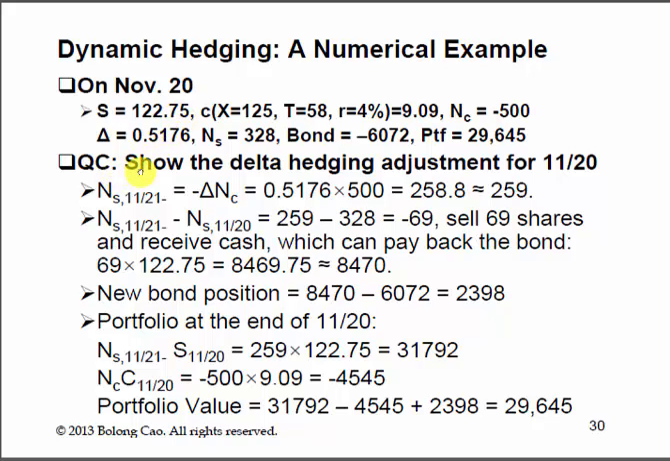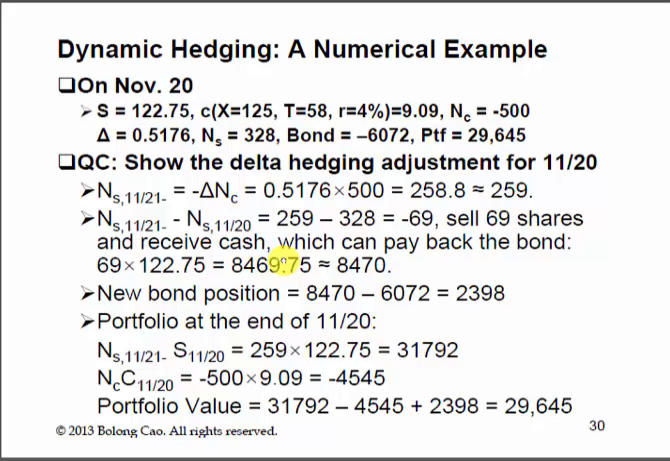Question C is, given what we have in the previous slide, show the delta hedging adjustment for November the 20th. The new delta is 0.5176, and that means roughly we need to only have 256 shares in the underlying. Before, we had 328 shares. So what do we need to do? We need to reduce the long underlying position, which means we need to sell 69 shares.